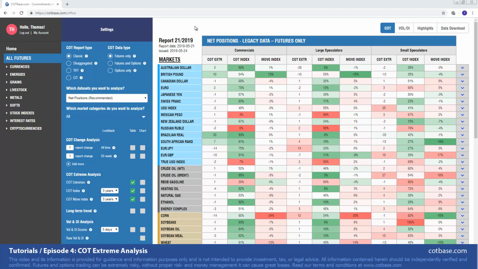This is episode 4, COT Extreme Analysis. And let me add, I believe this is going to be the most exciting episode of this series and possibly one of the most important ones as well. The reason we're looking at the Commitments of Traders report is we would like to understand what the major players are doing. And COT Extreme Analysis helps you identify, as its name suggests, extreme situations in the market.